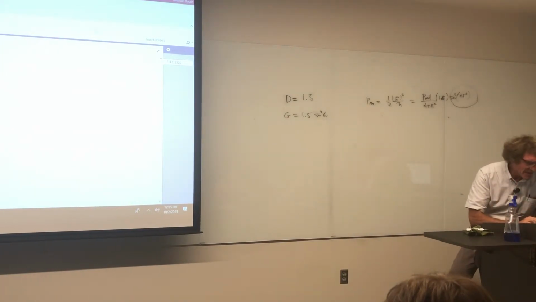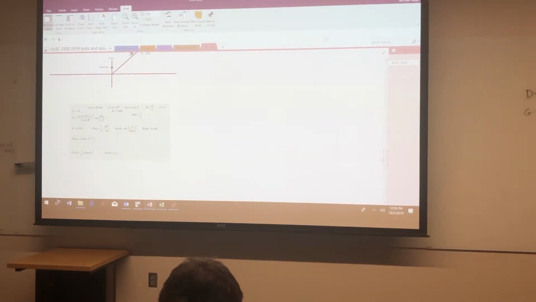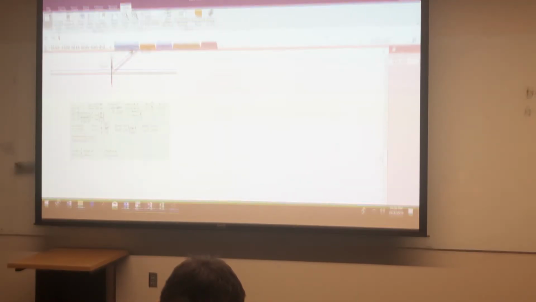That was on test A. Test B, these are the answers for test B. What do we have here? F was 2 gigahertz, so the frequency changed. And I think that was it. And these are the values for the E field, for the average power, and P radiated. And you can get that stuff any way you want.